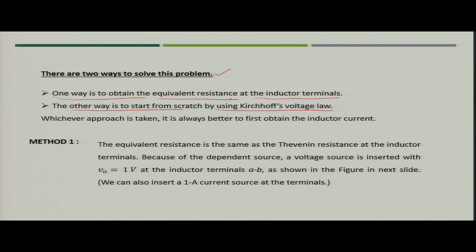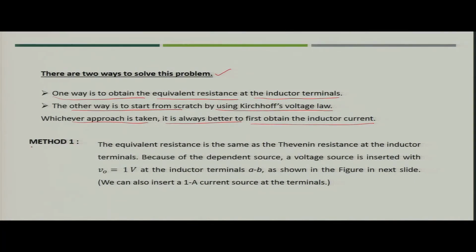When we have to find the equivalent resistance, we can utilize our knowledge of Thevenin's theorem and simplify the circuit to find the equivalent resistance. Second, when we have a dependent voltage source, we can also simply use Kirchhoff's voltage law and simplify the circuit as we used to do in mesh analysis. Whatever approach we take, the value will remain the same, but it is always better to first obtain the inductor current.